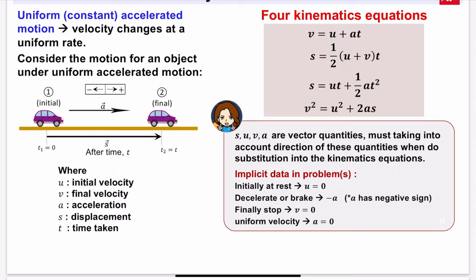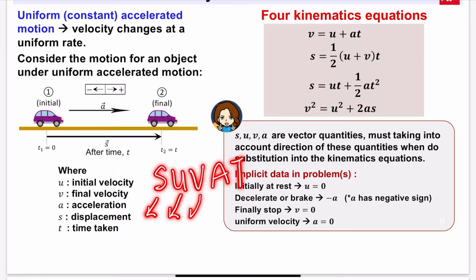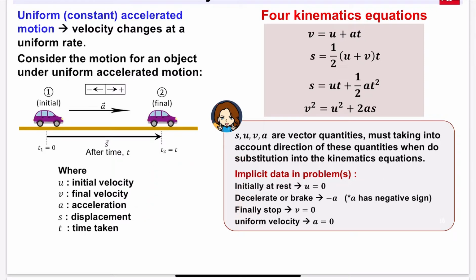Okay. So there are five physical quantities about linear motion. The short form for the 5 quantities is SUVAT. S for displacement, U for initial velocity, V for final velocity, A is for acceleration, and T is for time. So SUVAT as a short form. So there are 5 physical quantities in the linear motion.